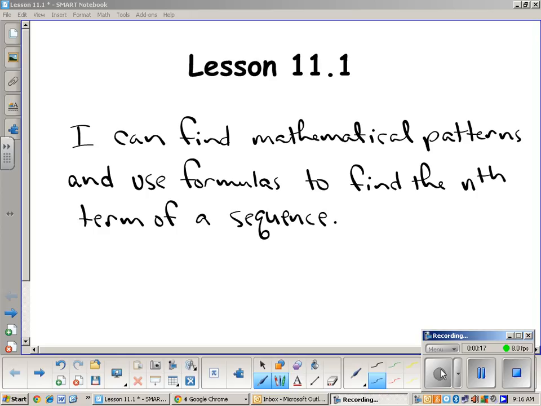We're going to talk about identifying mathematical patterns and then using formulas to find the nth term. Today we're going to talk about explicit formulas and recursive formulas. Okay?